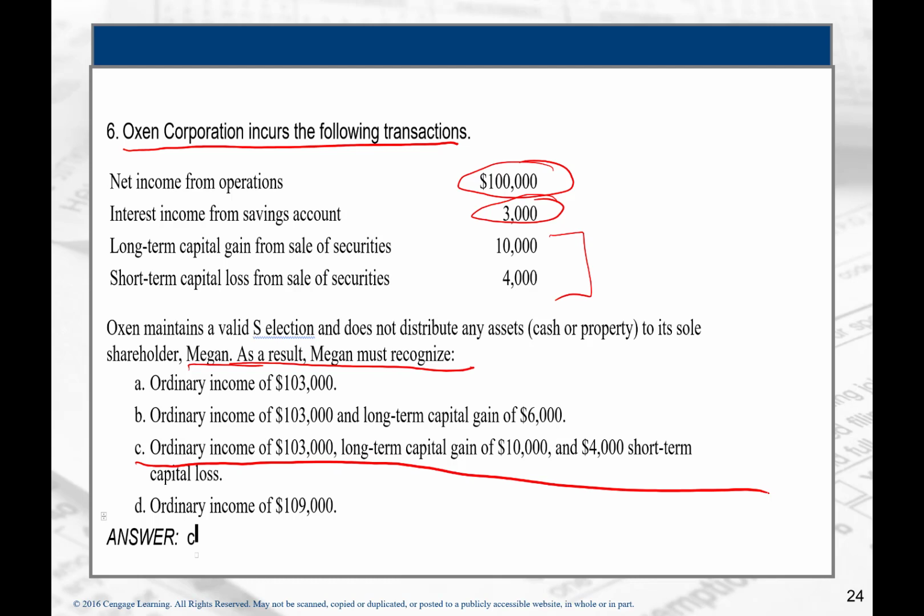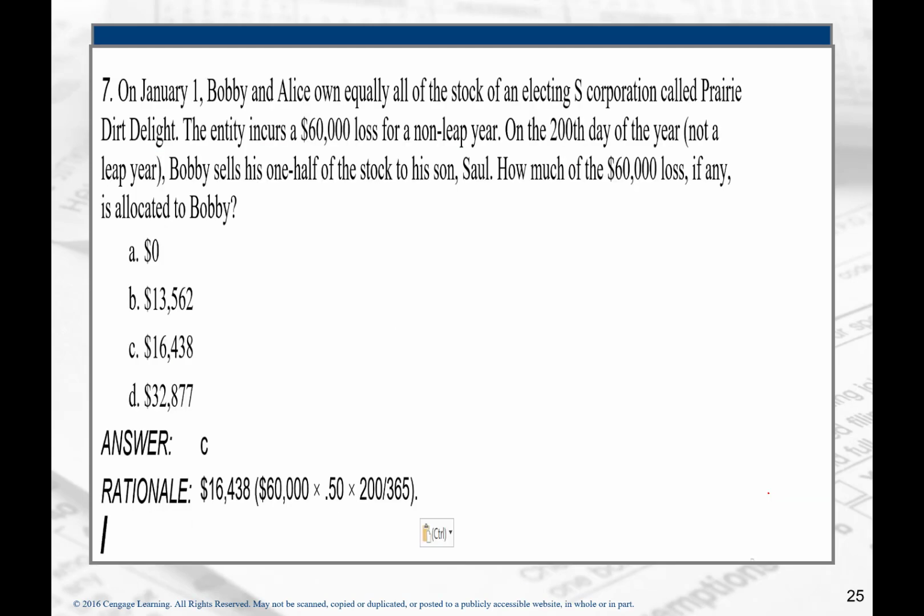Question? Oh, is there one more? Oh, yeah, one more, and then we'll see if we're going to get out of here. Okay. This one is just sitting here and giving you the allocation. So we've got an entity that incurs a 60,000 loss. On the 200th day of the year, Bobby sells 1/2 of the stock to his son Saul, whatever.